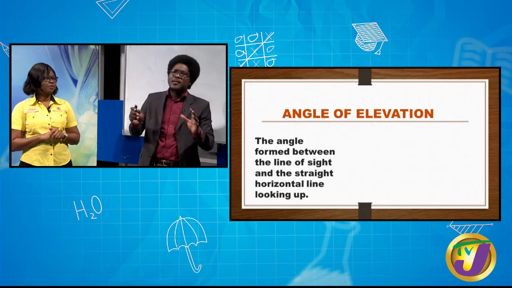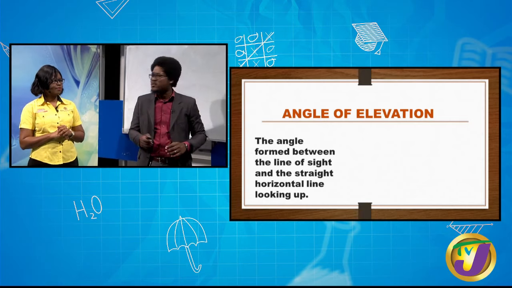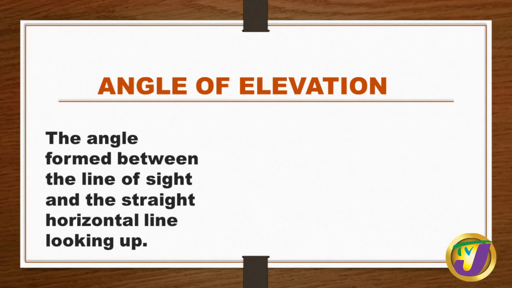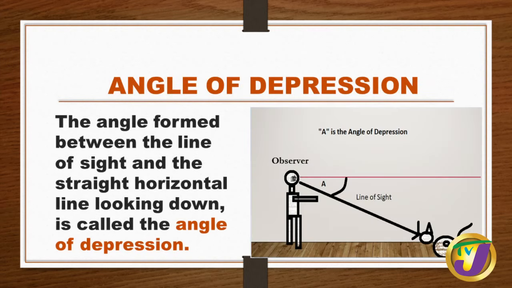So, who can tell me what an angle of elevation is? I think I put it up on screen. Yeah, so let's just tell them anyways. The angle of elevation is formed between the line of sight and the horizontal straight line looking up. But before you bring up that, take it back down quickly.